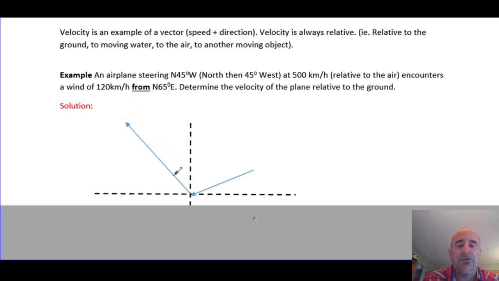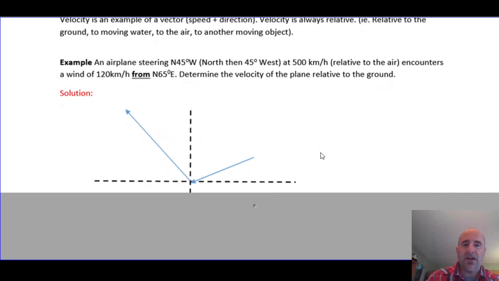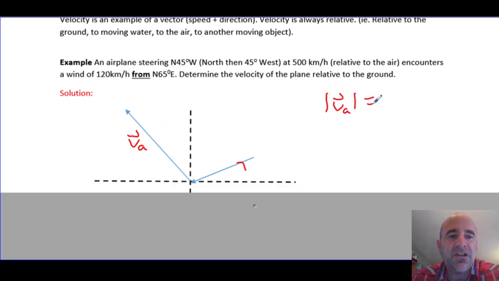Here's the vector that represents the plane's, not its final velocity, but its velocity relative to the air. I'm going to call that V, with a little subscript A for velocity with respect to the air. We know that plane can travel about 500 kilometers an hour, or that's what it is traveling in any case. So that's 500. We can pretend that this pilot didn't put any thought into where they're going. They just pointed north 45 degrees west, and they went 500 kilometers an hour. Maybe that's as fast as the plane can go.